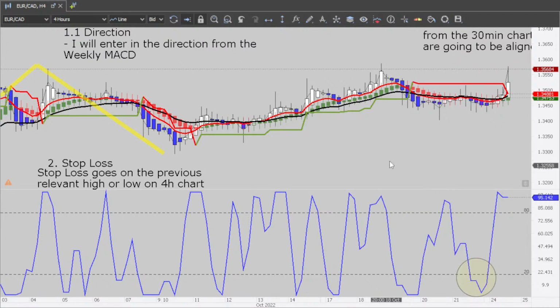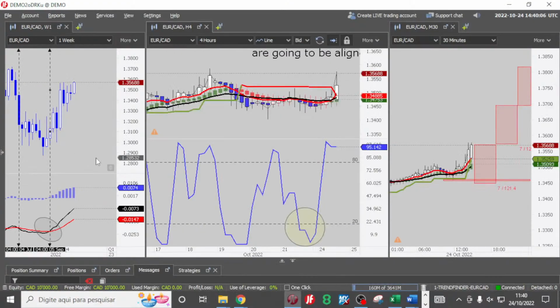Can I enter the market right now? Going long. Oh, but the market is moving up. It doesn't really matter. You must obey the rules 100%.